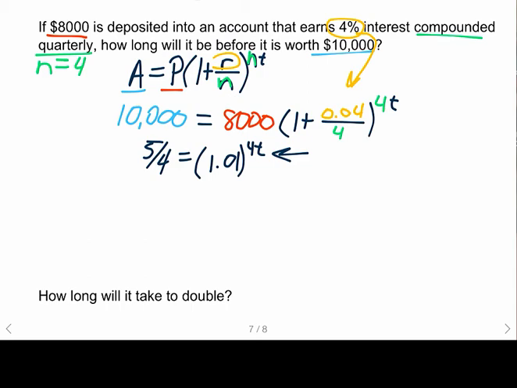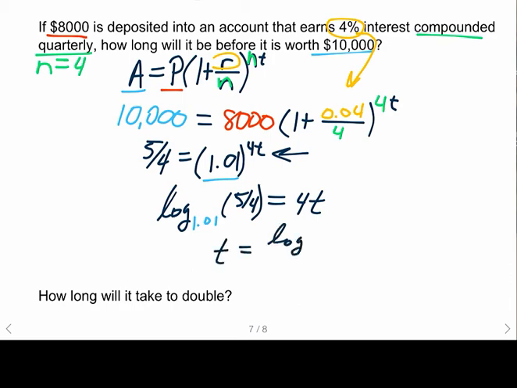And now we have a variable and an exponent. Enter a logarithm. What's the base? It's 1.01. So we're going to write log base 1.01 of 5/4 is equal to 4t. And so t is equal to the log base 1.01 of 5/4 divided by 4. Let me make clear that 5/4 is the argument, and my calculator tells me that this is about 5.6 years.